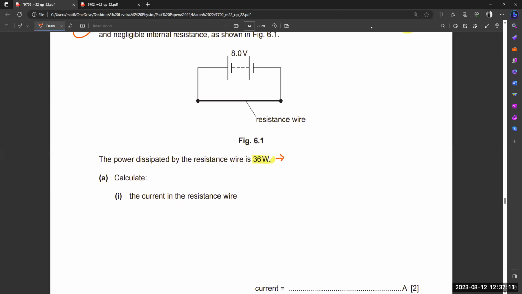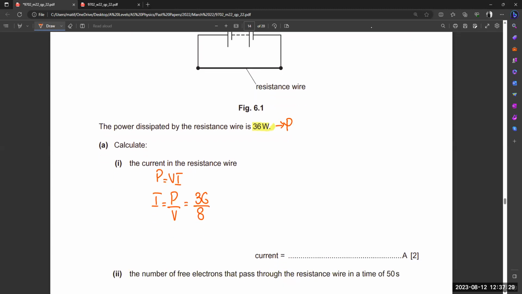This is the value of power. So power equals VI. If we're going to find I, we're going to do P divided by V, which is 36 divided by 8, giving you 4 amperes. So this is a very simple one and the SI unit is mentioned over there. So 4 ampere is the value of electric current.